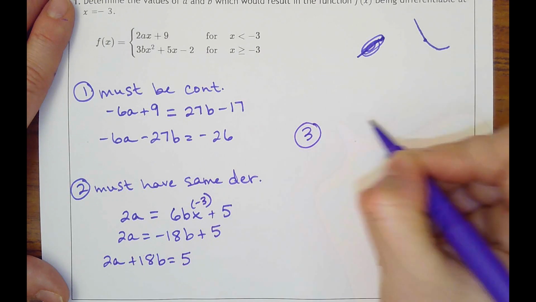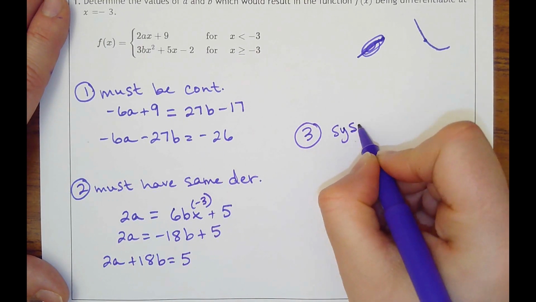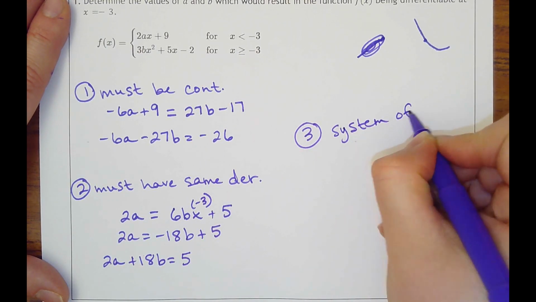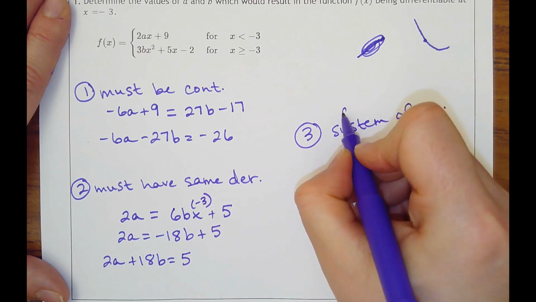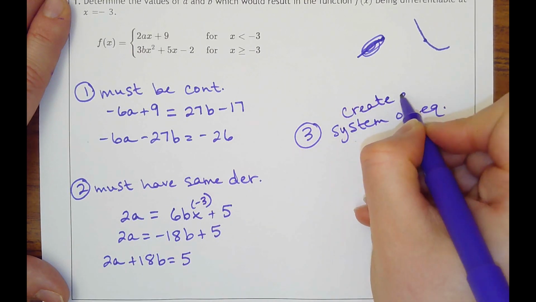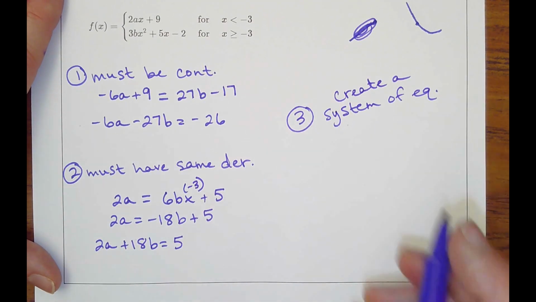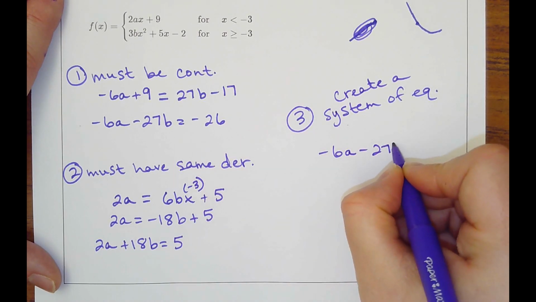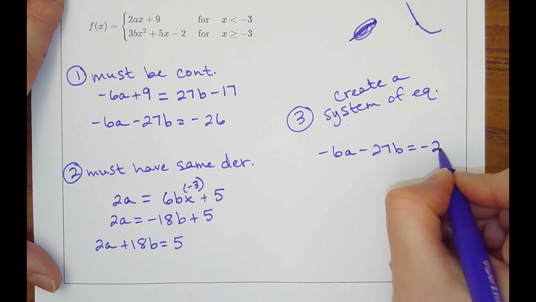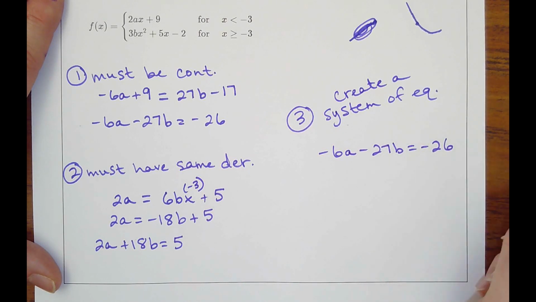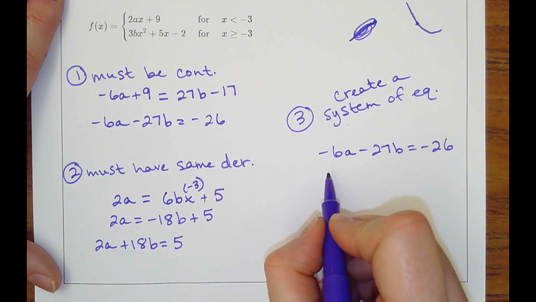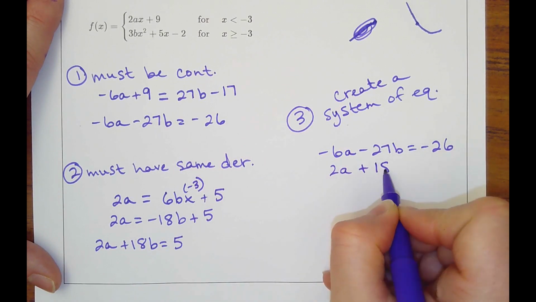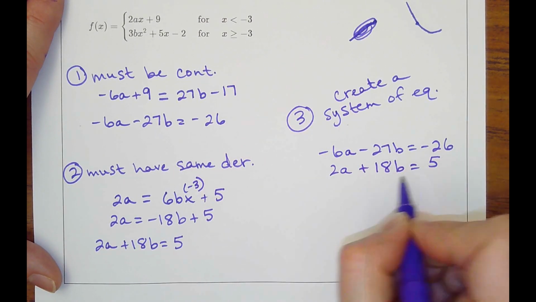So now, step 3, you're going to create a system of equations. Okay, so I'm going to line them up on top of each other. -6a minus 27b equals -26. And then 2a plus 18b equals 5.